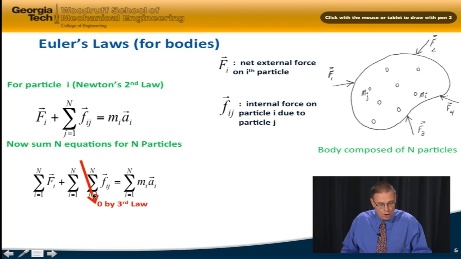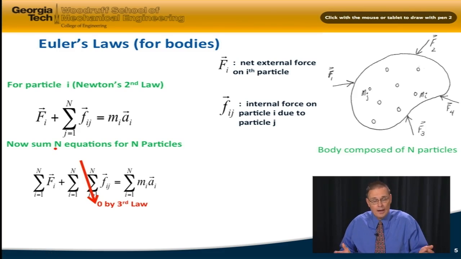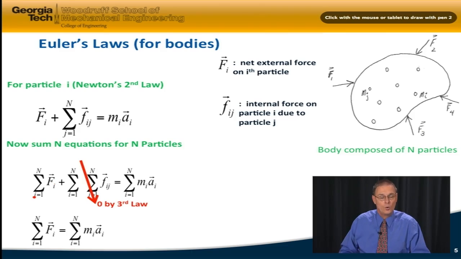by Newton's third law, this term is equal to 0, because if I go through my indices from i equals 1 and j equals 1, I have F12, F21. Remember, they cancel out. F13, F31, they cancel out. F23 and F32 cancel out. And so if I sum up over the entire body, because each of those internal forces are equal and opposite, they end up zeroing out. And so all I'm left with is the total summation of external forces on our system of particles is equal to the total of the particles' mass times acceleration.